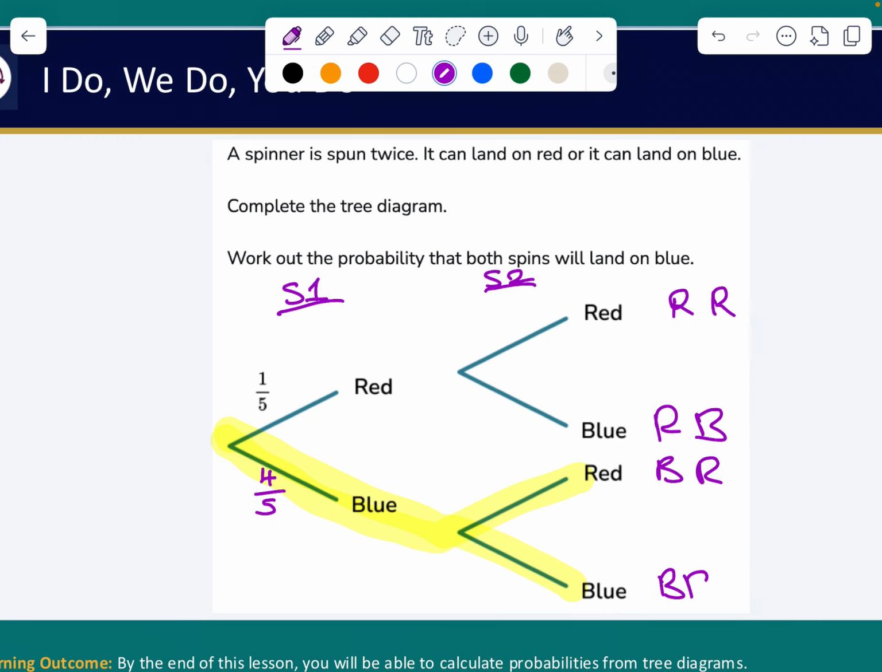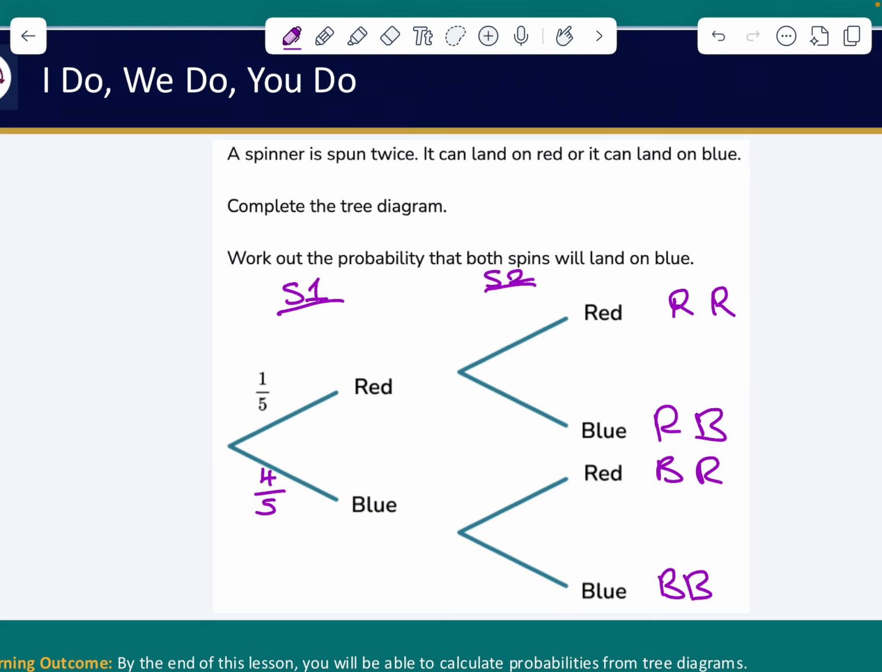So in this question, there are 4 different outcomes that can happen. Because the spinner is not affected by anything else, you just spin it each time, the probability on the second tree should be the same. So a red is a fifth, a blue is 4/5, a red is a fifth, a blue is 4/5.